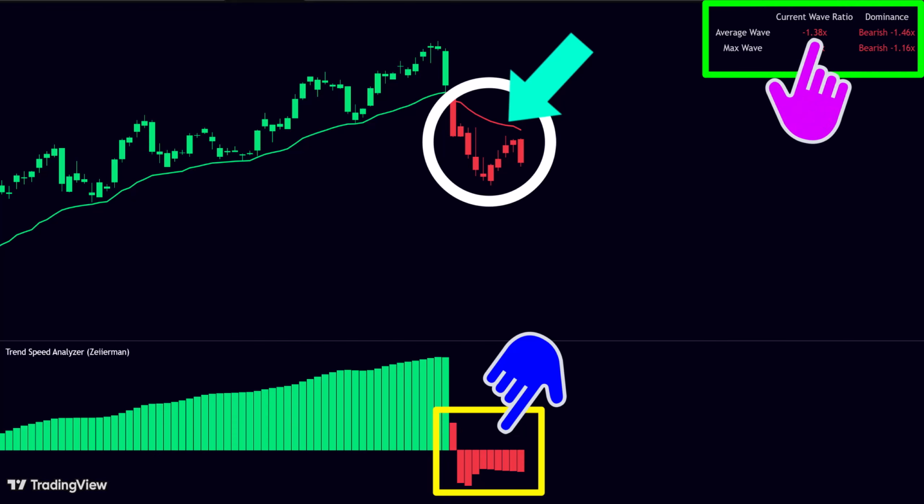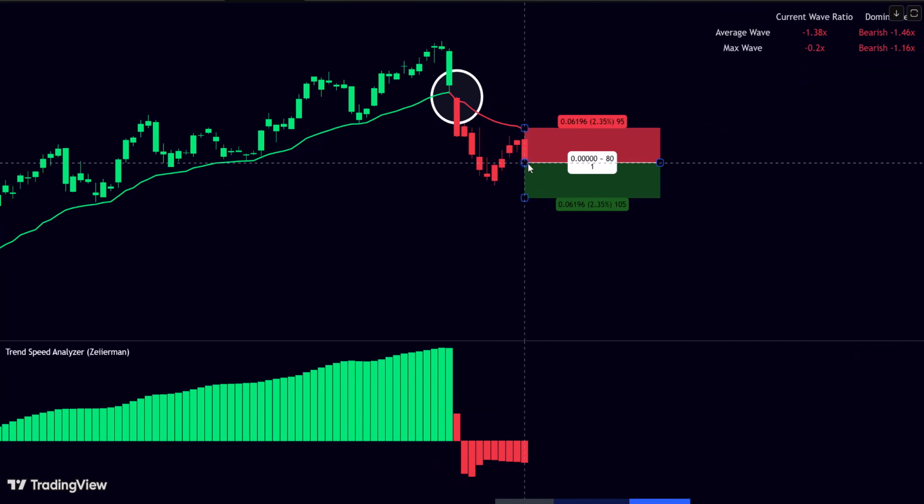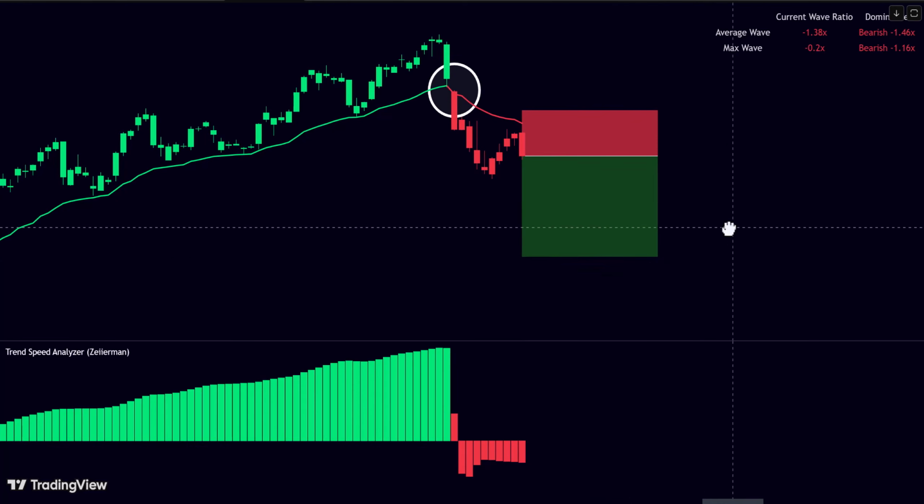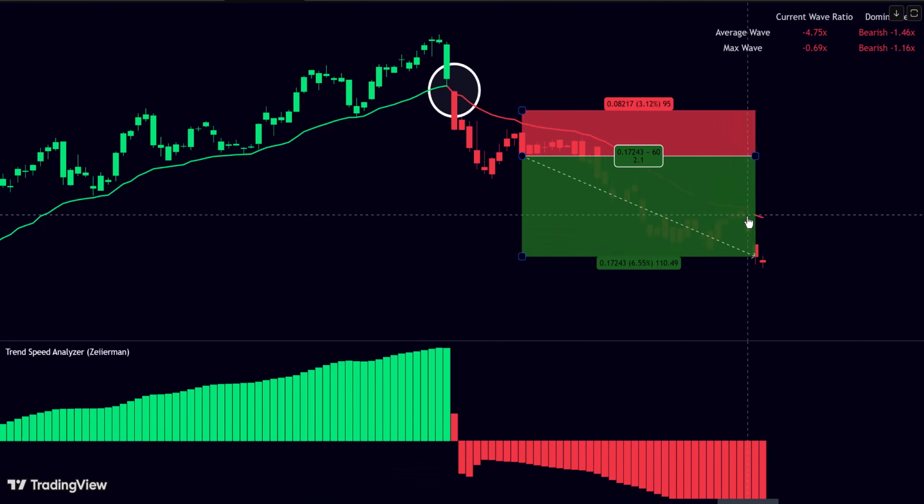The current wave ratio is about 1.4 and the dominance is bearish. And then, given that you've gotten all these traits, you could have placed a short trade at the close of this candle and set your stop loss just above this moving average and then extend your profit target down to this level, which is equivalent to a 2-to-1 risk-to-reward ratio. Now, if you play the price forward, you can see that the trade would have been another profitable trade.